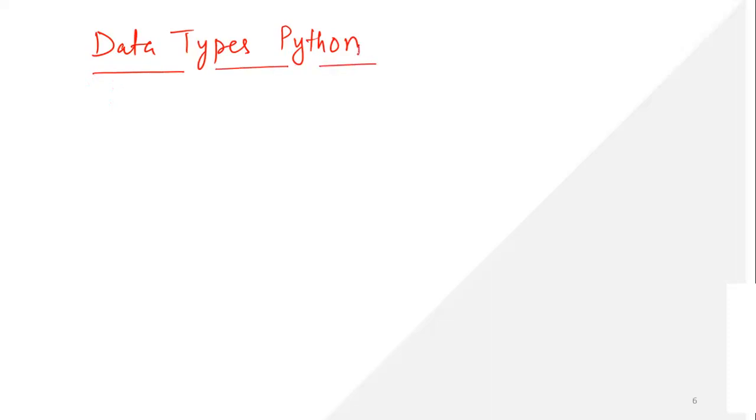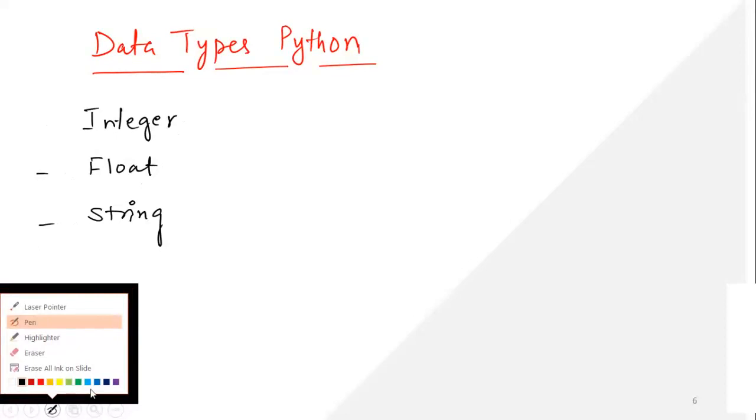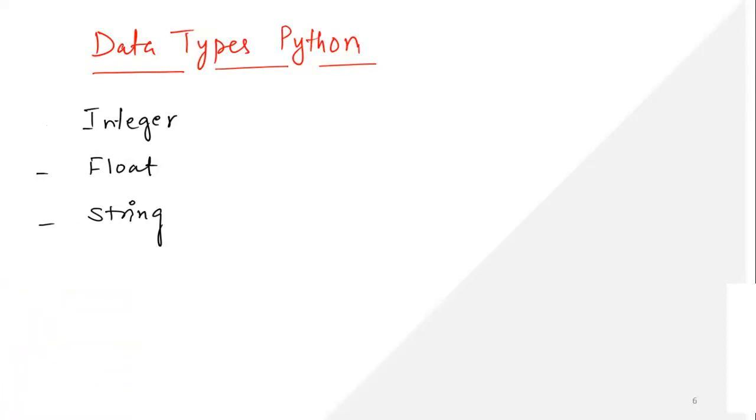So what are the data types that are used in Python? You know that you have studied C programming and C++ programming. We have data types like integer, float, and string. In a similar way, the data types which we are using in Python are integer, float, and string.